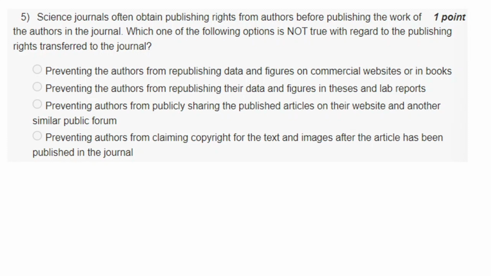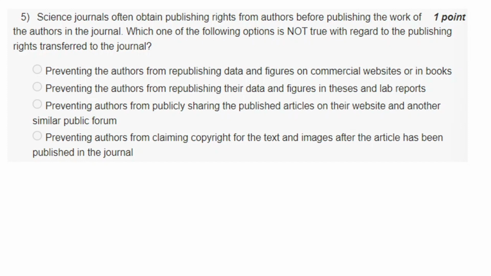Third option is preventing authors from publicly sharing the published articles on their website and another similar. If the article has already been published, I don't think there should be any problem in sharing it in any website. It's already published, so you're sharing that article only. So when you're sharing the published article, it will show the journal, the year, and everything. Similar, if we're publishing in public form, I think that should be fine.